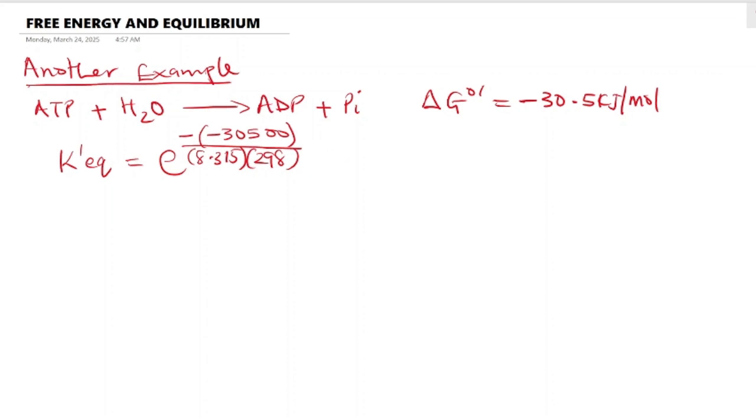Solving that out, you have 2.2 times 10 raised to the power 5. And this is a very huge number. So the fact that K_eq is huge confirms that there is a whole lot of product in the numerator, very little reactant in the denominator, and that is what is going on.